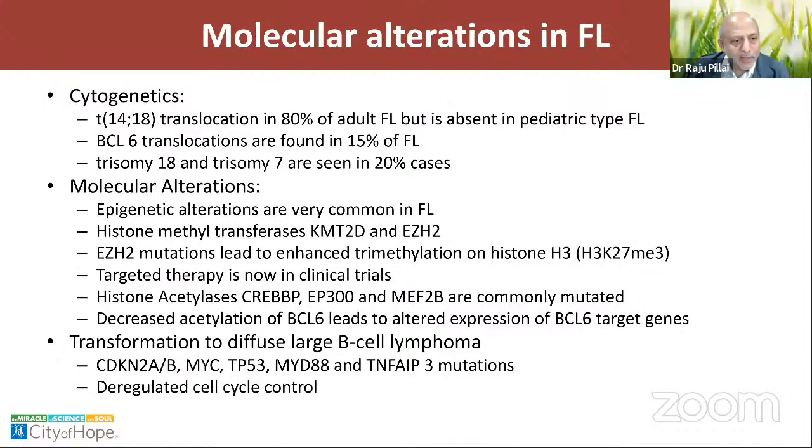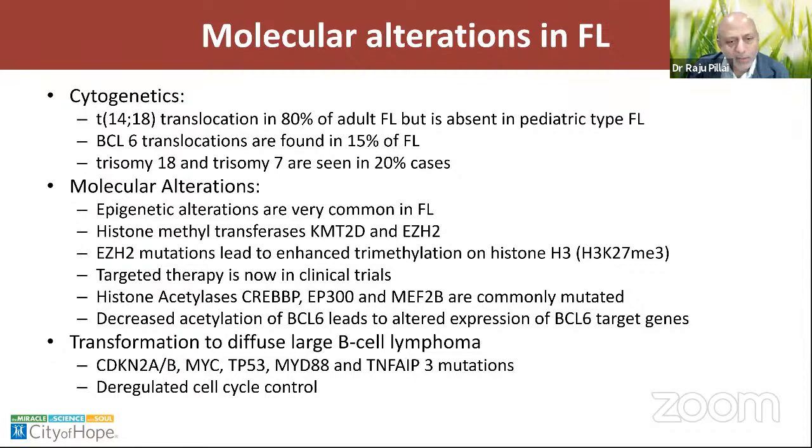But what is very interesting is when you start sequencing these cases, there are a bunch of epigenetic genes that are very common in FL. FL is as much a genetic disease as an epigenetic disease. And epigenetics is basically regulation of gene expression by changes other than the DNA sequence. So it involves changes in histones, it involves changes in methylation of the DNA, especially in the promoter regions. So histone methyltransferases, KMT2D, also known as MLL2, and EZH2. These are very, very frequently mutated in follicular lymphoma.